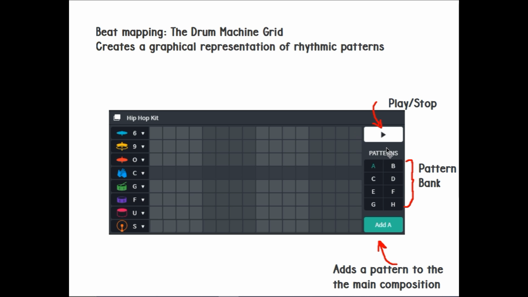Just to familiarize yourself with some of the functions, this is our play and stop button. These letters are pattern banks. So we will create a pattern, and when we finish a particular rhythm pattern, it will be pattern A. We can create a second pattern, and it will be pattern B. So we can save these patterns in different banks and refer to them or add them to our project by pressing A, and it will add that pattern to our main composition.